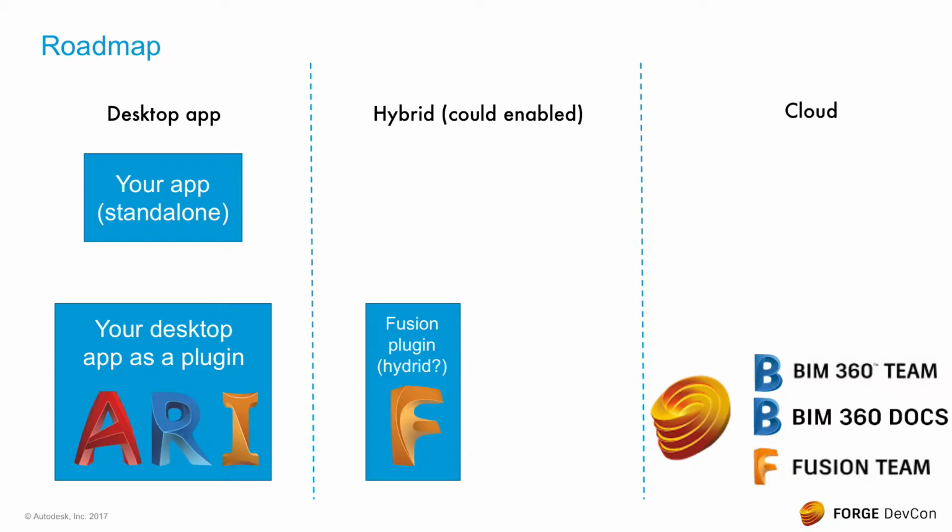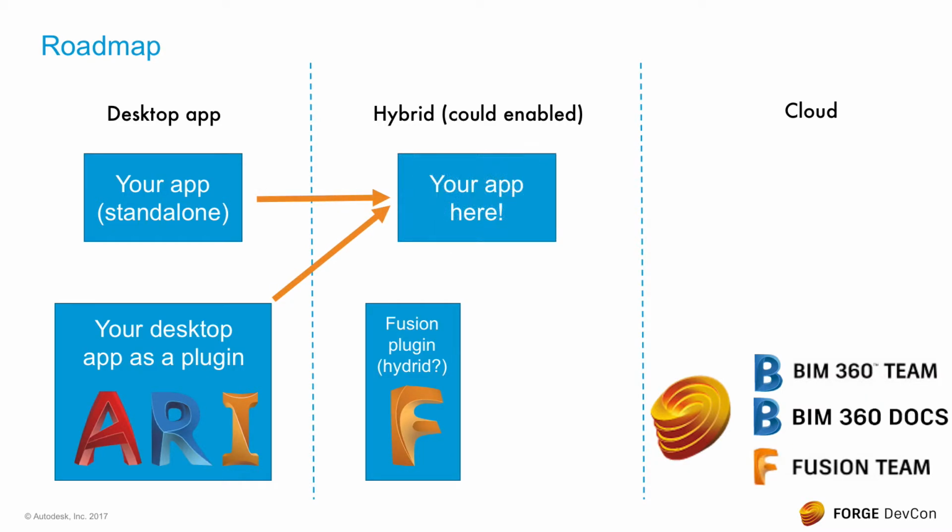And we also have some hybrid applications like Fusion. Those hybrid applications work on the cloud with features from the cloud, but they also have a lot of features on the desktop client. We also have cloud applications like BIM 360, Team Docs, Fusion Team, etc. And of course, Forge is the API that we're using to build those cloud applications.